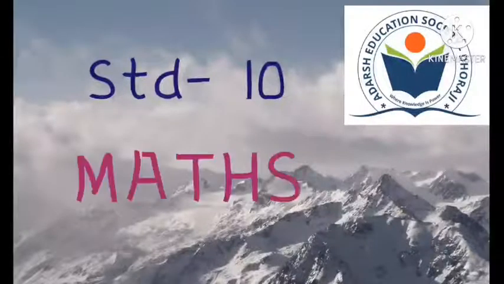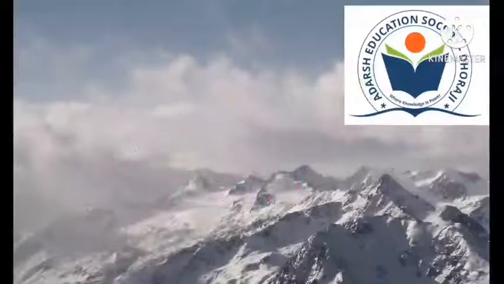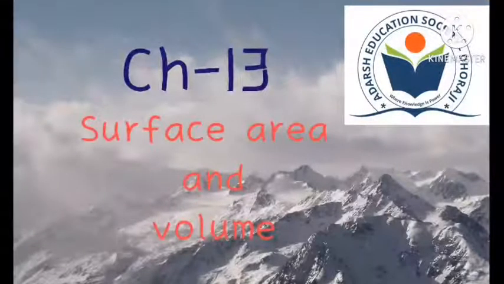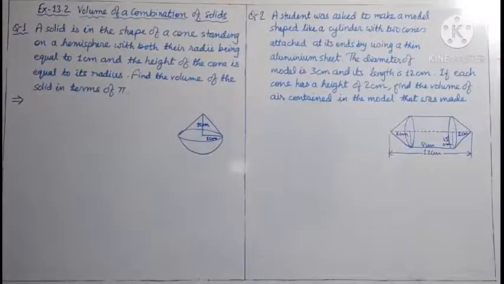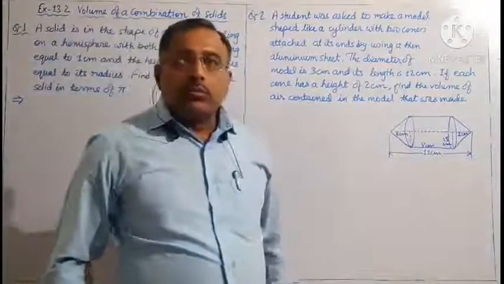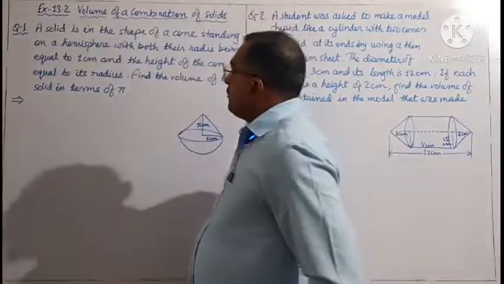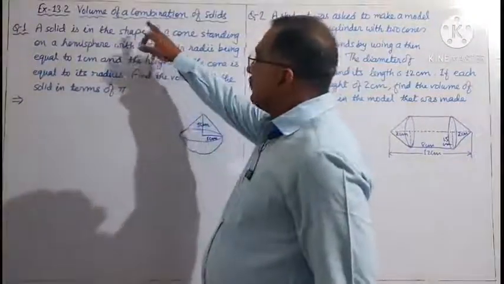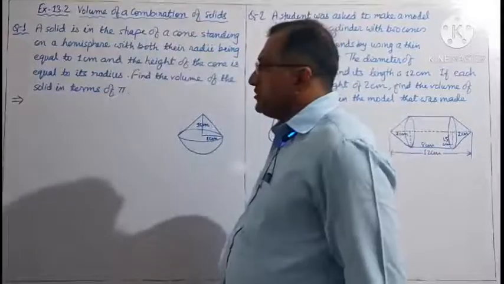Today in standard 10th subject mathematics we are going to learn chapter 13, surface area and volume. In exercise 13.2 of this chapter, surface area and volume, here in this exercise, volume of combination of solids.